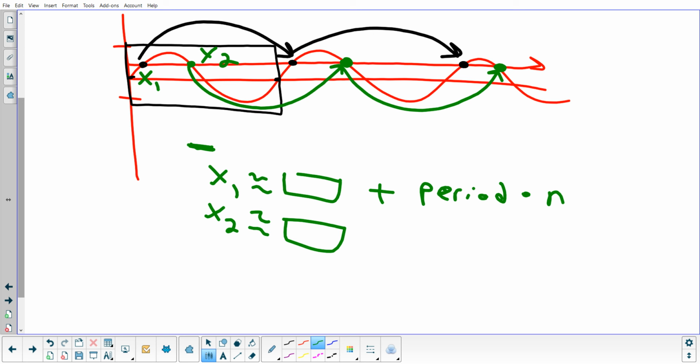If you add one copy of the period, that'll move you down one answer. If you add 2 copies of the period, it'll move you down 2. If you added 50 copies of the period, it would move you down to the 50th answer. So you put plus period times n. You have to fill in what the period is, though. In the sine function, it's 2 pi. And you have to fill in what goes in those boxes. I think we kind of looked at this earlier, so just a little bit of review.